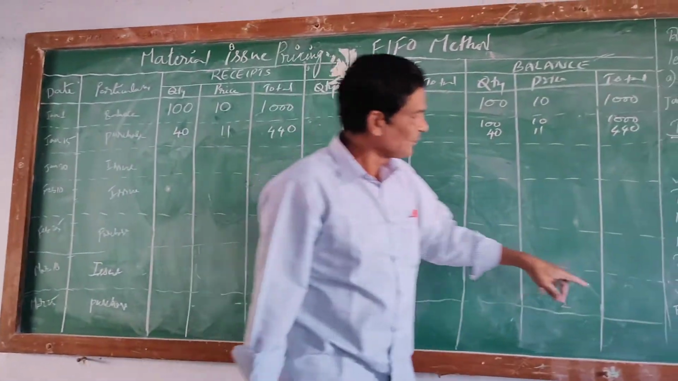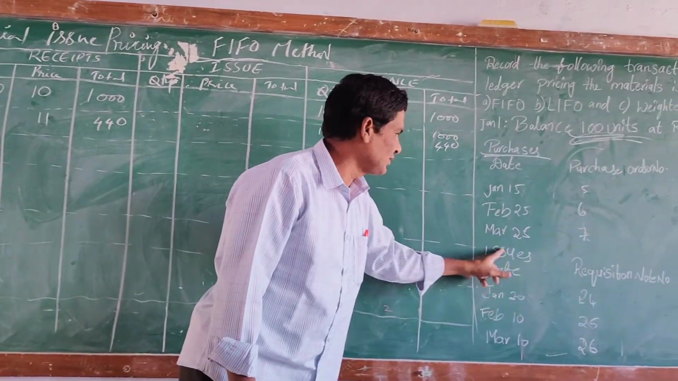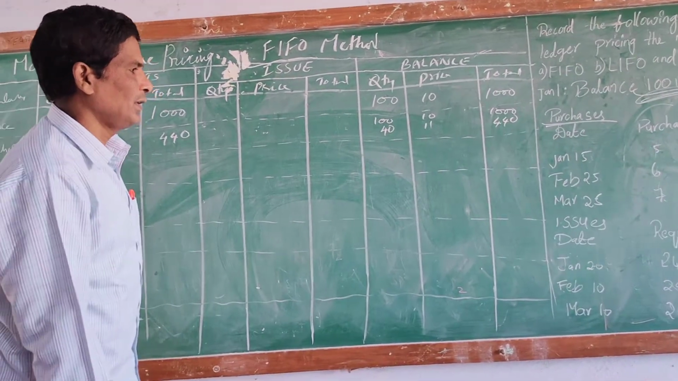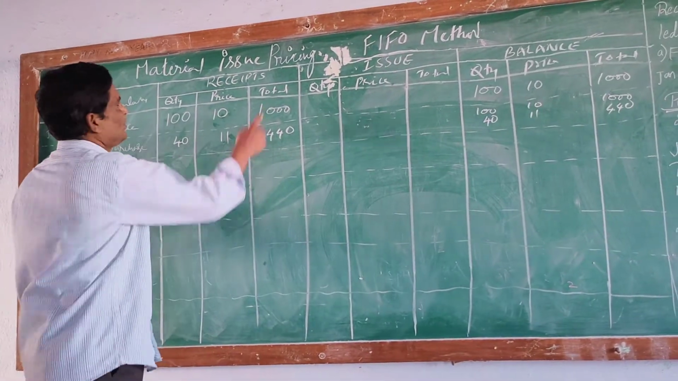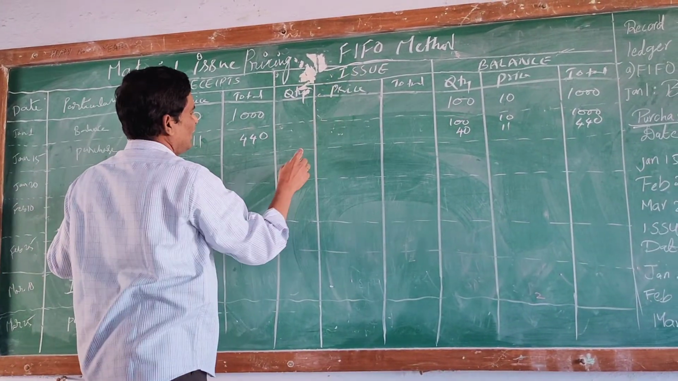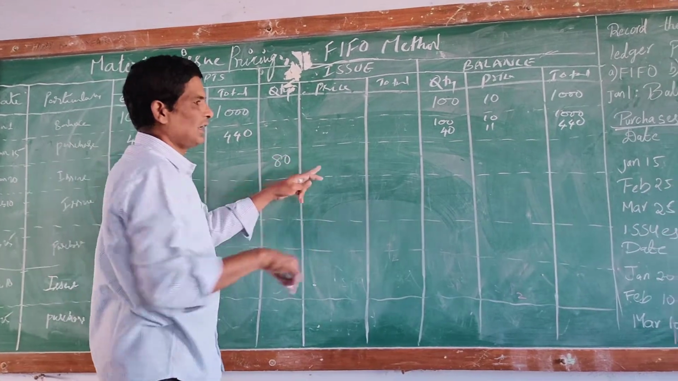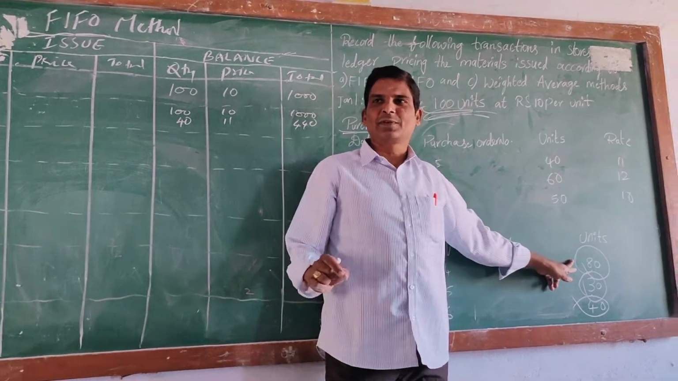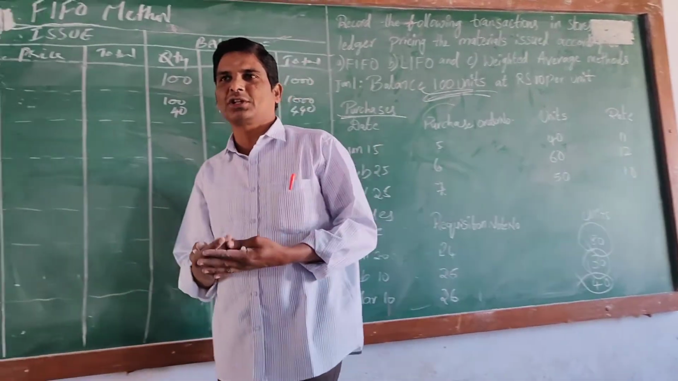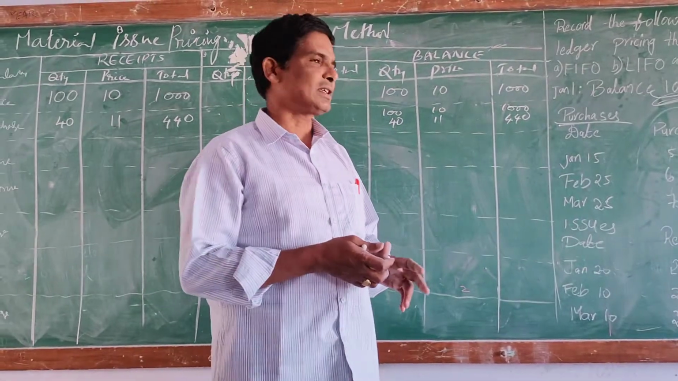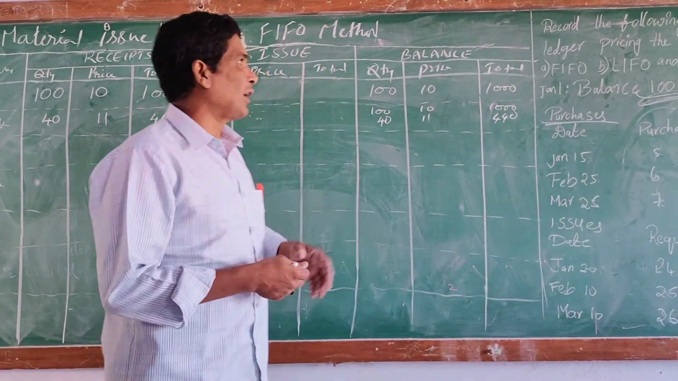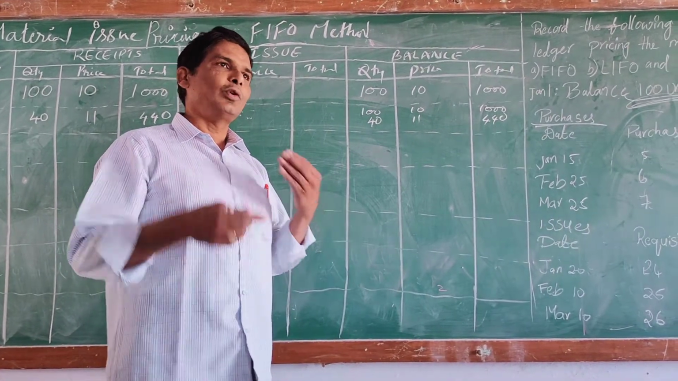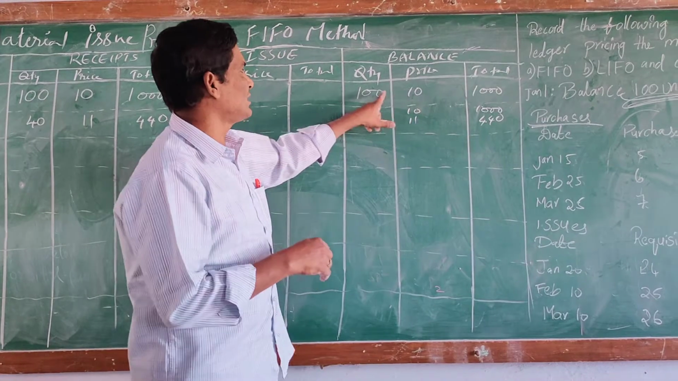After January 15th, what do we have? January 20th. What is this issue? 80 units were issued on January 20. So what is the price for these 80 units? The only question is how much price we have to set for 80 units. As we are following FIFO method, first in first out, the first quantity of material we have in our stores is this one.